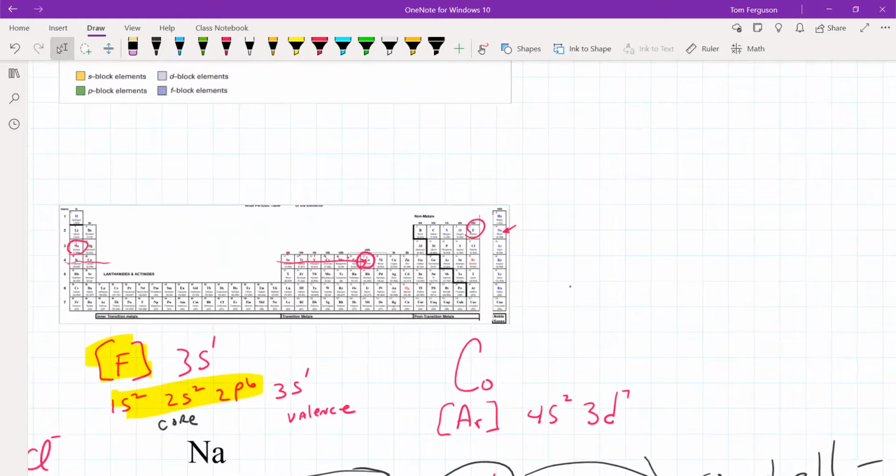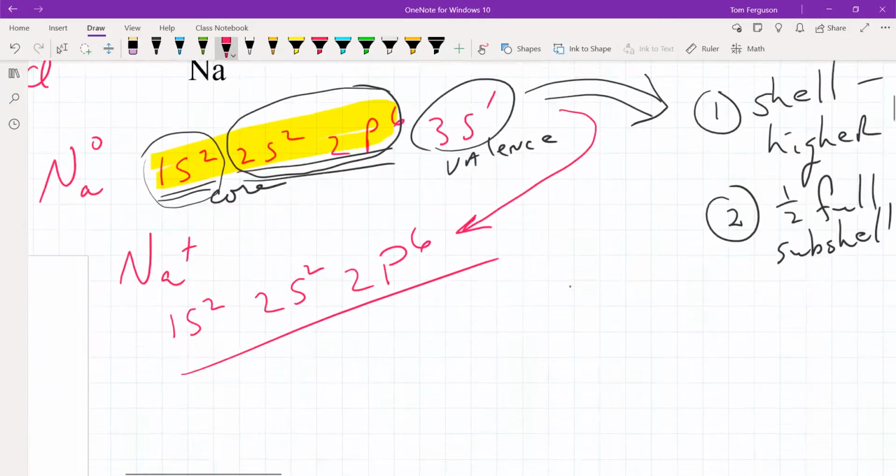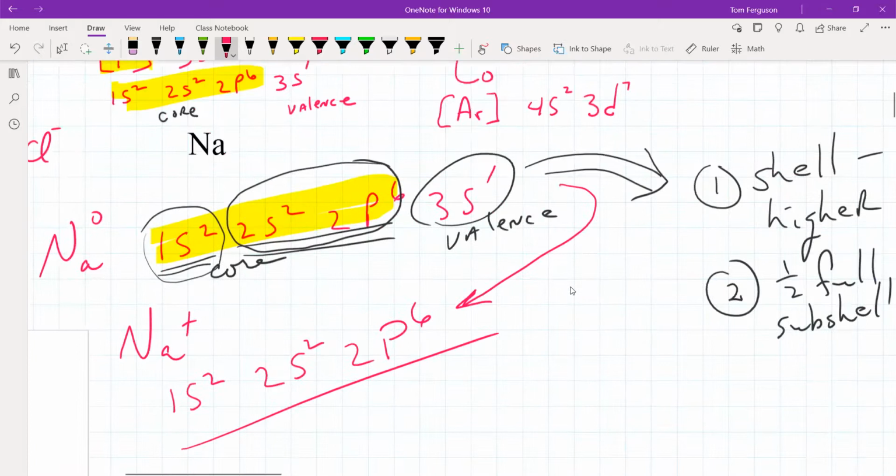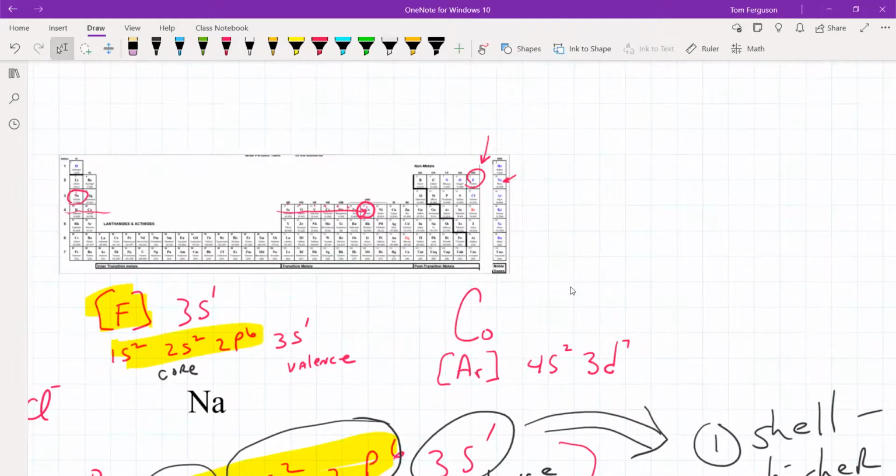Okay, so let's look now at fluorine. Okay, so fluorine is 1s2, 2s2, 2p5.